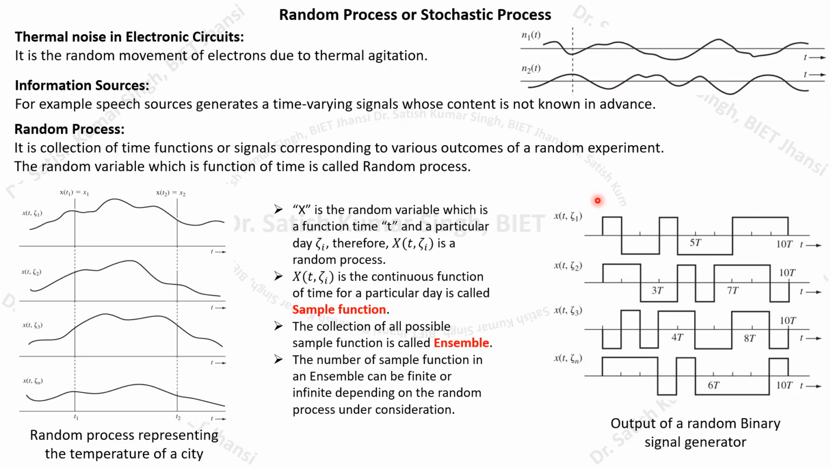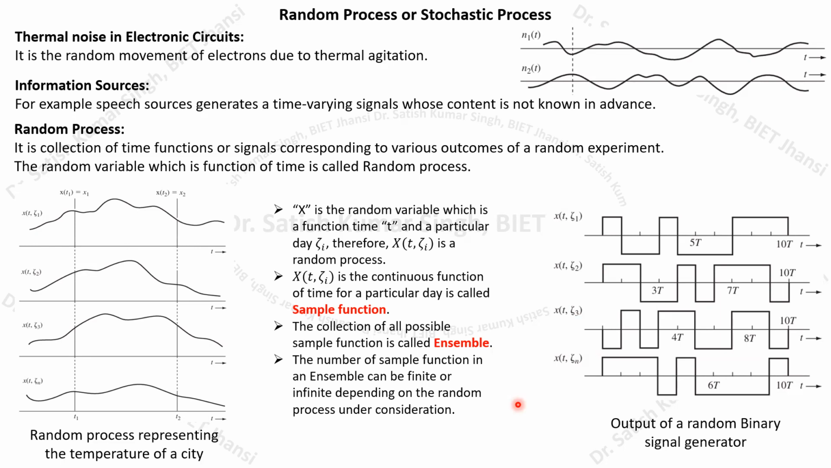It will be a random process, right? So there are a total of 2 to the power 10 such outcomes. So this ensemble actually contains 2 to the power 10 such outcomes, or such sample functions, you can say, because it is a function of time, right? So this way we have our random process.